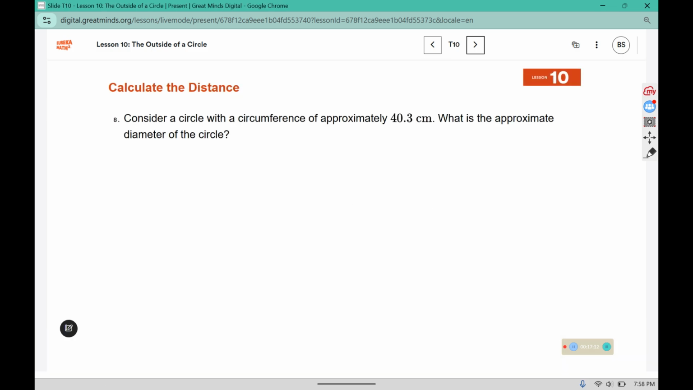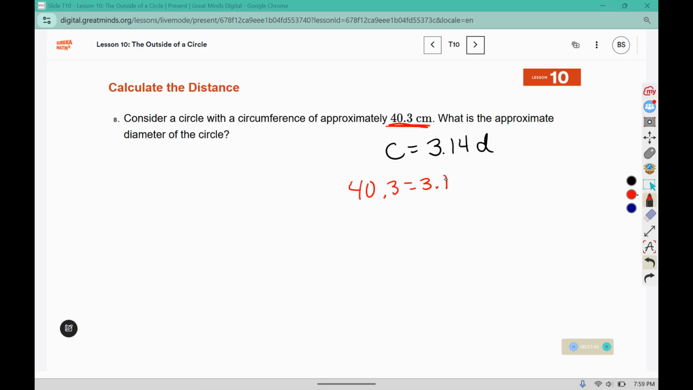Consider a circle with a circumference of approximately 40.3 centimeters. What is the approximate diameter of the circle? Well, the way that we've been finding that is the circumference is equal to that value of the ratio multiplied by the diameter. In this case, it tells us the circumference, so that's going to go in the place of C. And we need to solve it for the diameter.